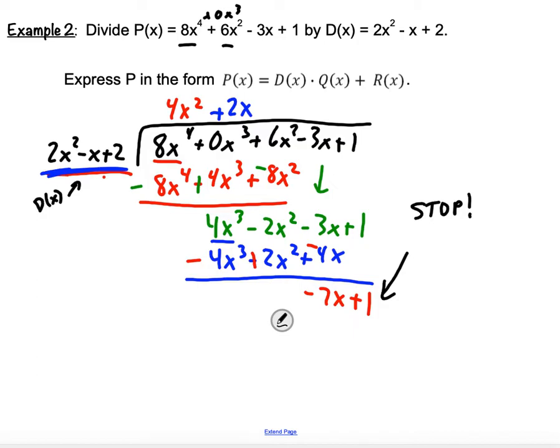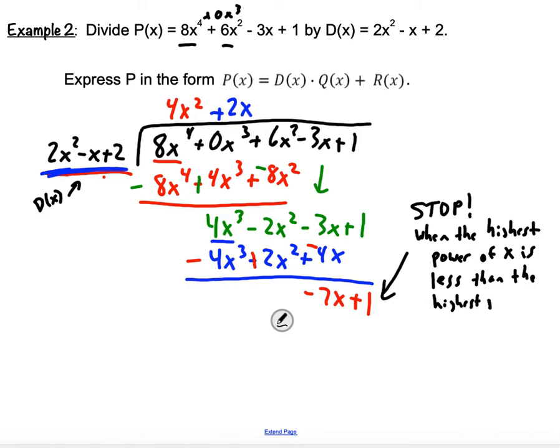So let me write that out there for you. So if you look there, the power of what we're at there, it's x to the first here. And that is less than the highest power of what we're dividing there by. We have an x squared. So it already is less, so we can't go any farther. So now let's write out our final answer.